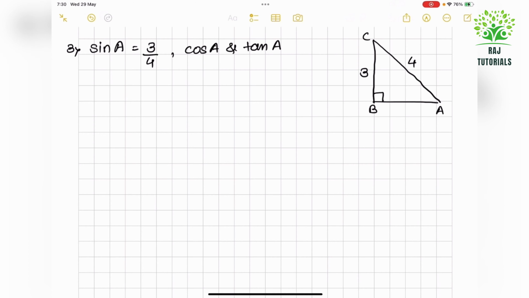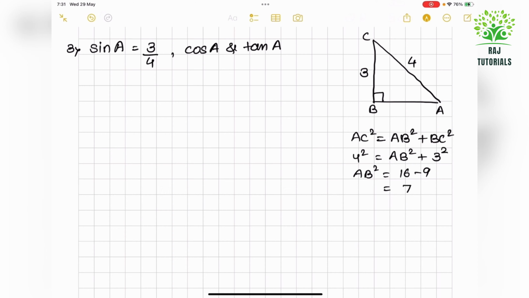So can I say AC square equal to AB square plus BC square? So 4 square equal to AB, I don't know, so AB square plus BC square, which will be 3 square. So AB square will be 16 minus 9, so 7. So AB I can say root 7. Now AB is root 7.